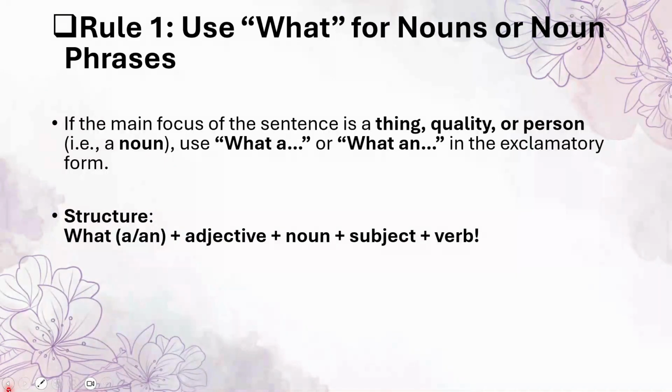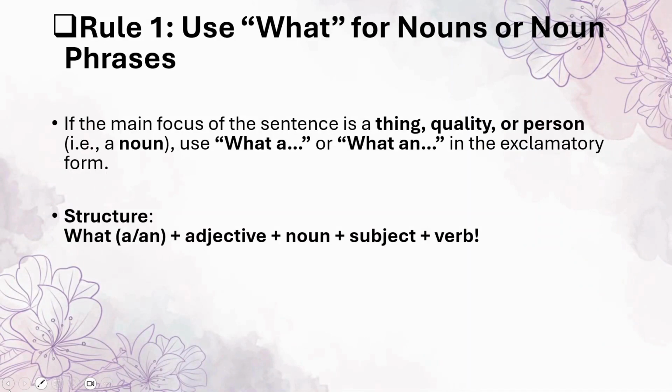It depends on whether the noun starts with a consonant or a vowel sound. Use what a before a noun that begins with a consonant sound. Use what an before a noun that begins with a vowel sound, that is A, E, I, O, U. Sentence structure: here is the structure you should remember. What, a or an, plus adjective, plus noun, plus subject, plus verb.